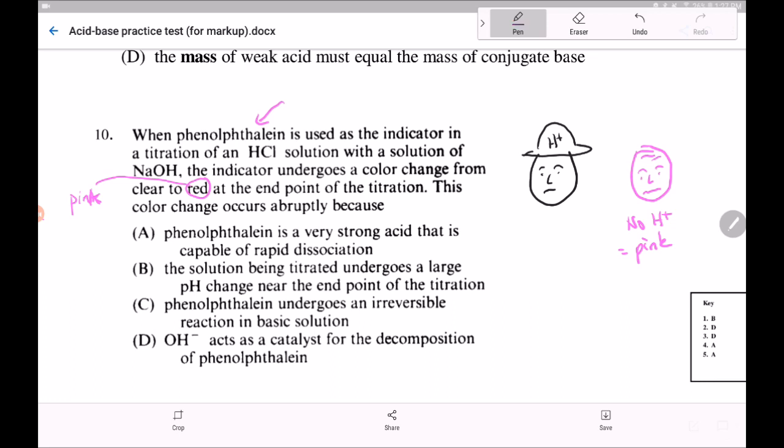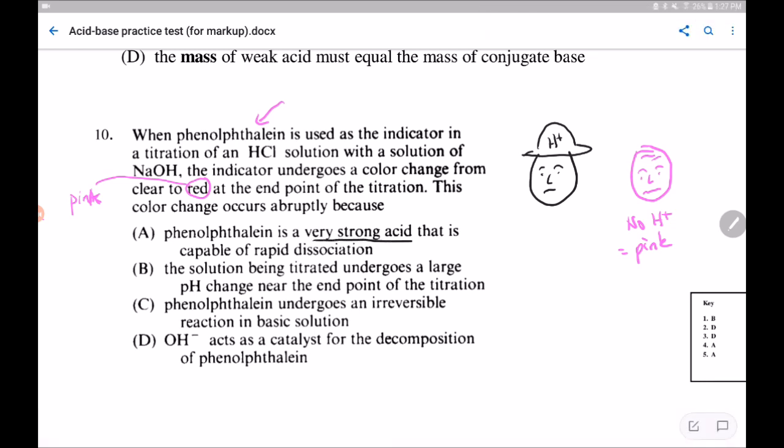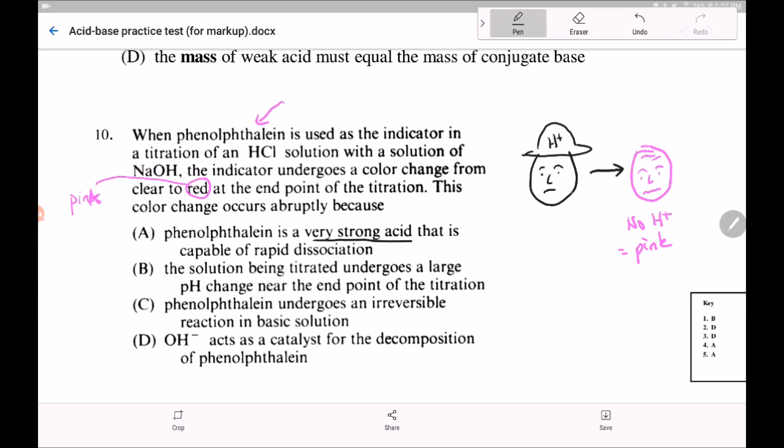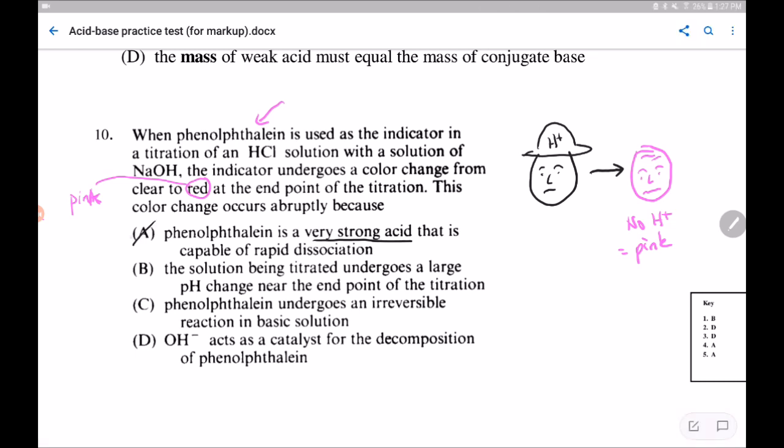All right, this question is actually well done by elimination. Is phenolphthalein a strong acid? If it were a strong acid, then there would be a one-way reaction. It would always be dissociated. It would always be pink. So it can't be a strong acid.